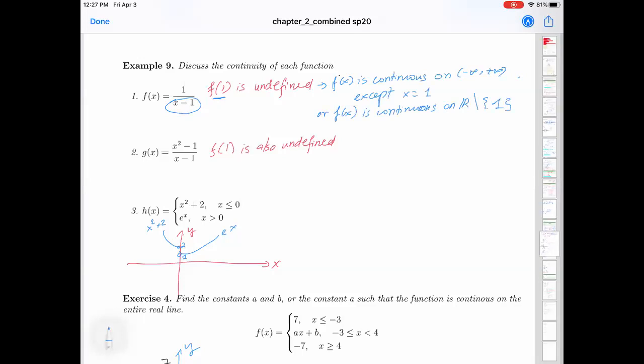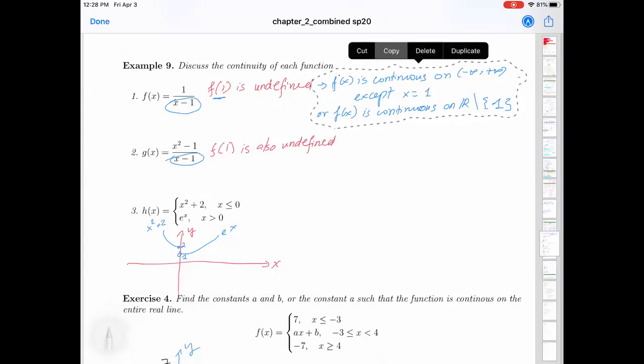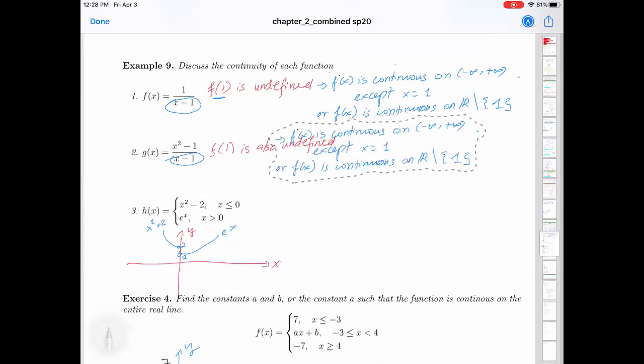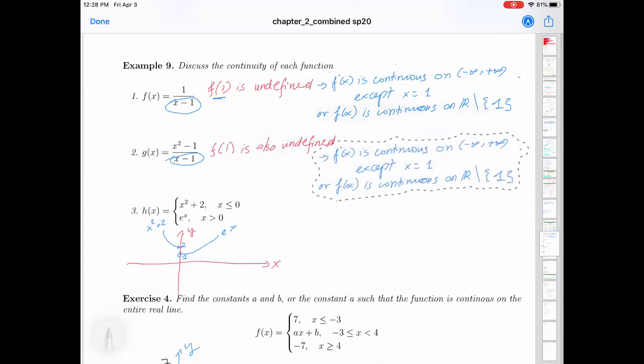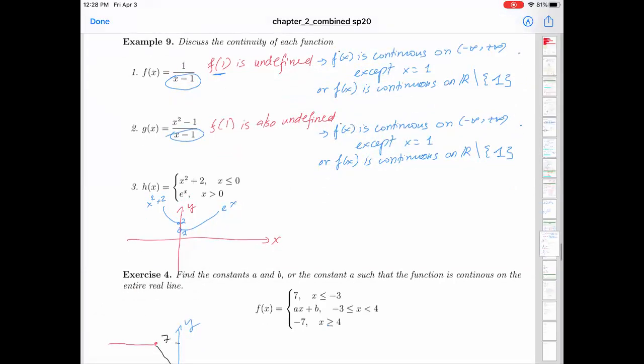Similarly, the function g of x here is also undefined when x equals 1, but it's defined everywhere else. So the conclusion for this is the same as the conclusion for the first example. All right, now go to the next example.